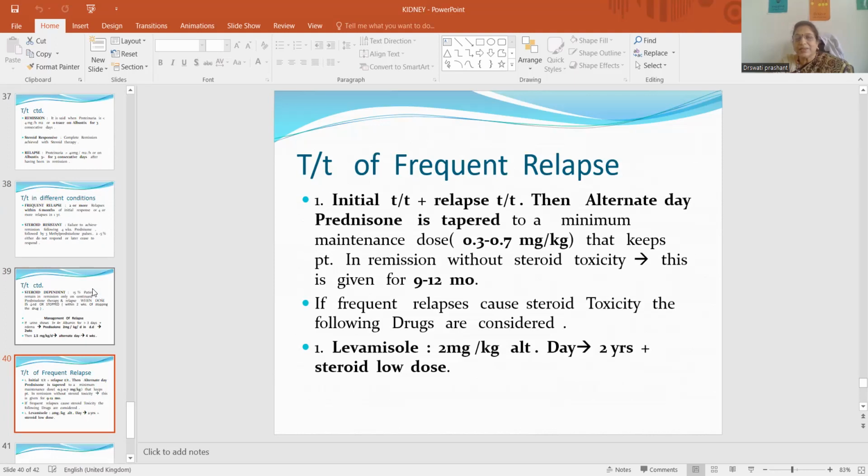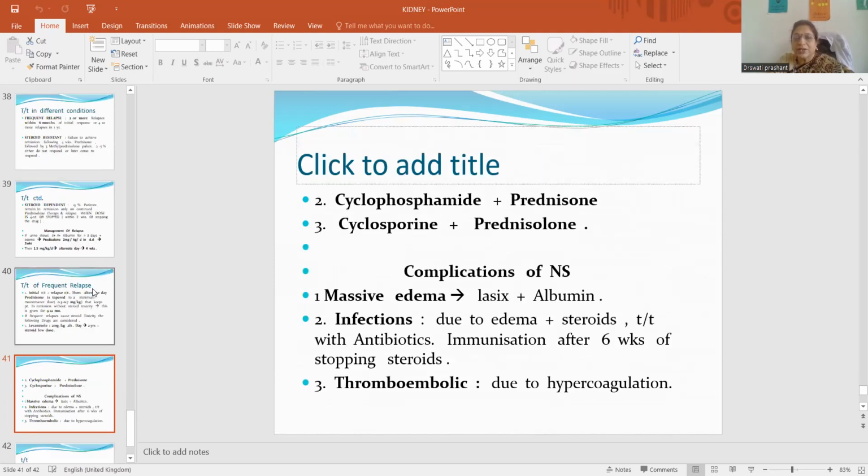Initial treatment plus relapse treatment, then alternate day prednisolone is tapered to a minimum of 0.3 to 0.7 milligram per kg that keeps the patient in remission without steroid toxicity for 9 to 12 months. If frequent relapses cause steroid toxicity, the following drugs are considered. Levamisole 2 milligram per kg alternate day for 2 years with low dose steroids. Cyclophosphamide plus prednisolone, cyclosporine plus prednisolone.